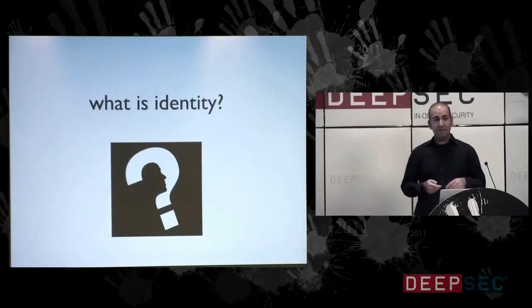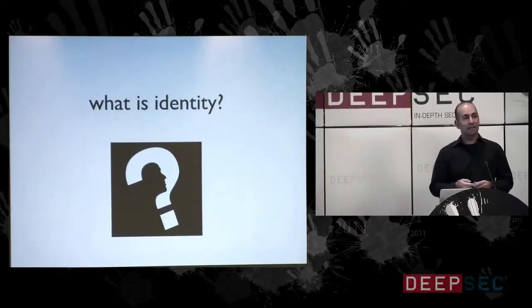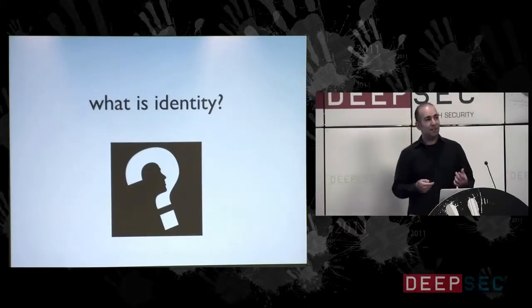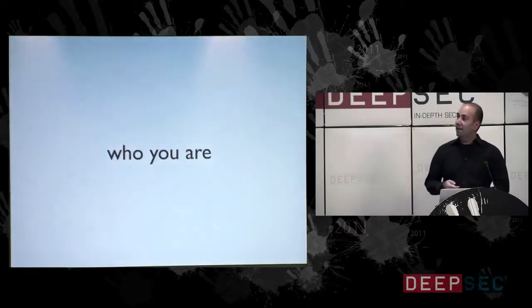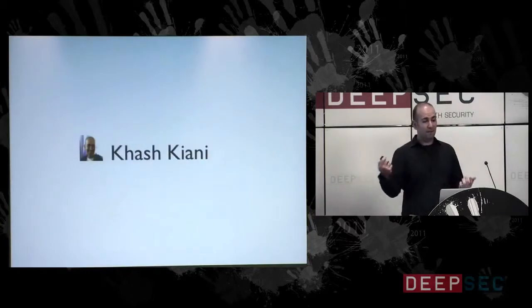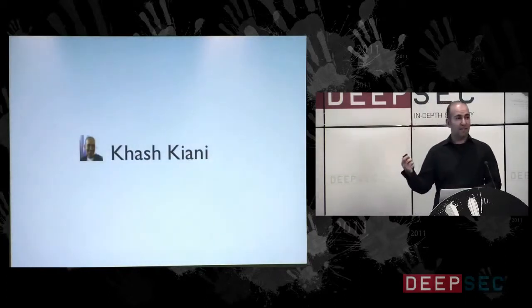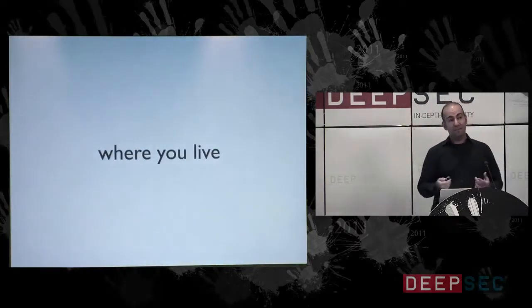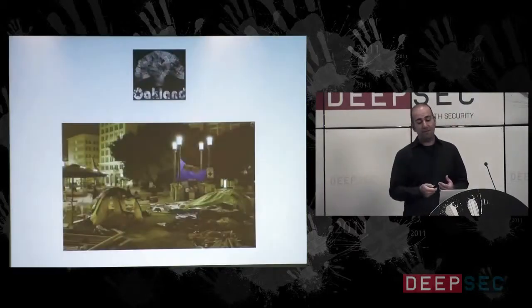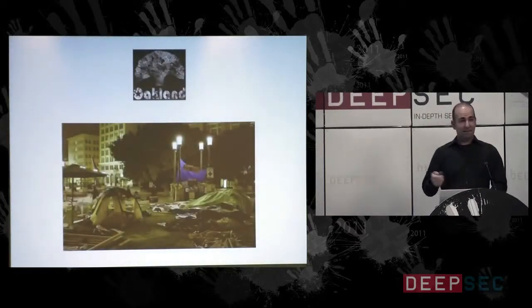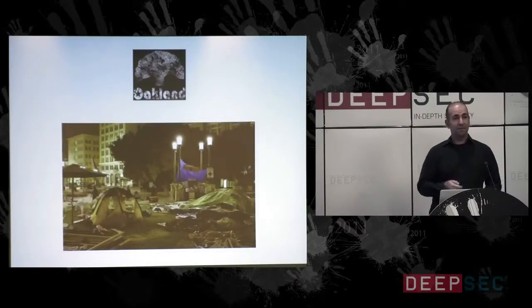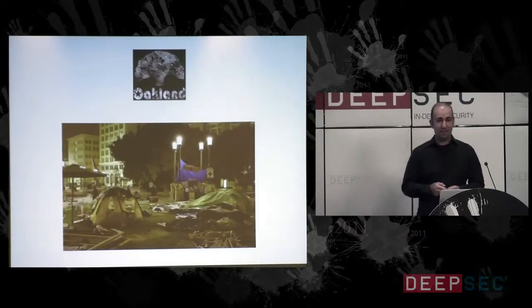So what is identity? I think we all have our own notion of what identity is, and we can all agree that it's a lot of different things. A lot of attributes contribute to our identity. It's who we are. For example, I'm Cash Kiani. That's my official name, and that's part of my identity. It's where we live. I live in Oakland, California, which is having its own identity crisis at the moment, if you've heard of Occupy Oakland and all that stuff that's going on in the States.